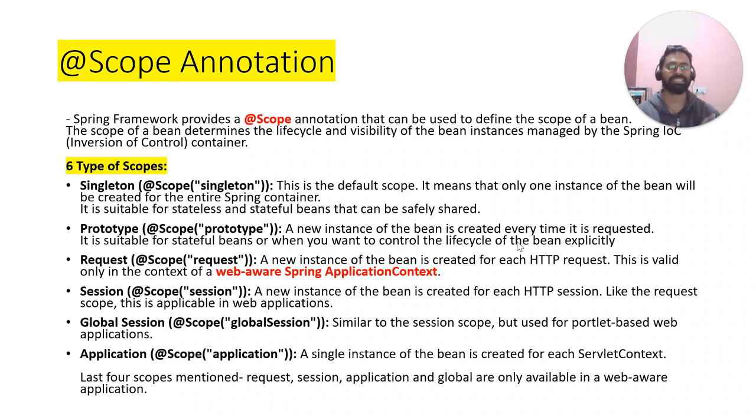There are six types of scopes: singleton, prototype, request, session, global session, and application. A singleton scope is the default scope, and it means that only one instance of a bean will be created for the entire Spring container, and this will be managed by the Spring IoC container. If you are not marking with the @Scope annotation, then by default the Spring IoC container is going to take the scope as a singleton.